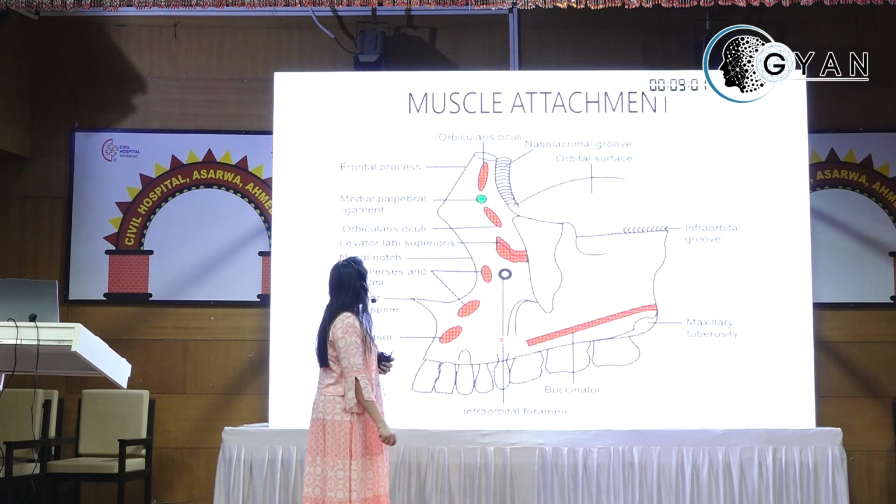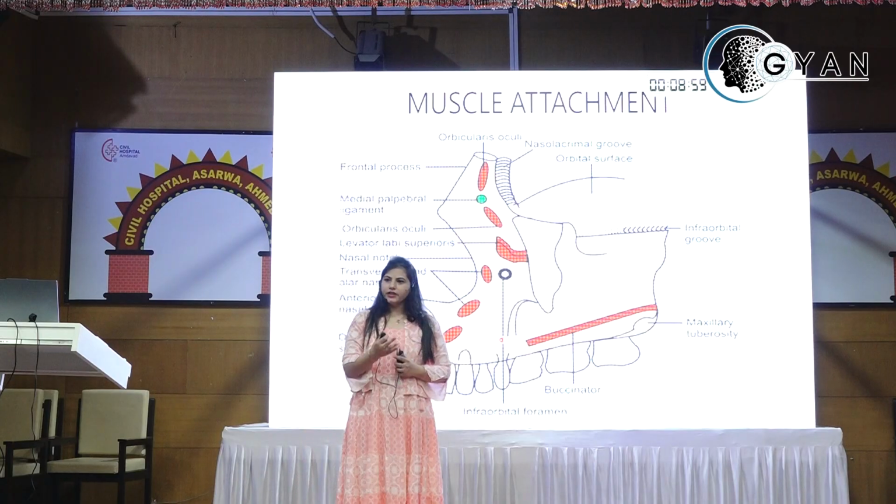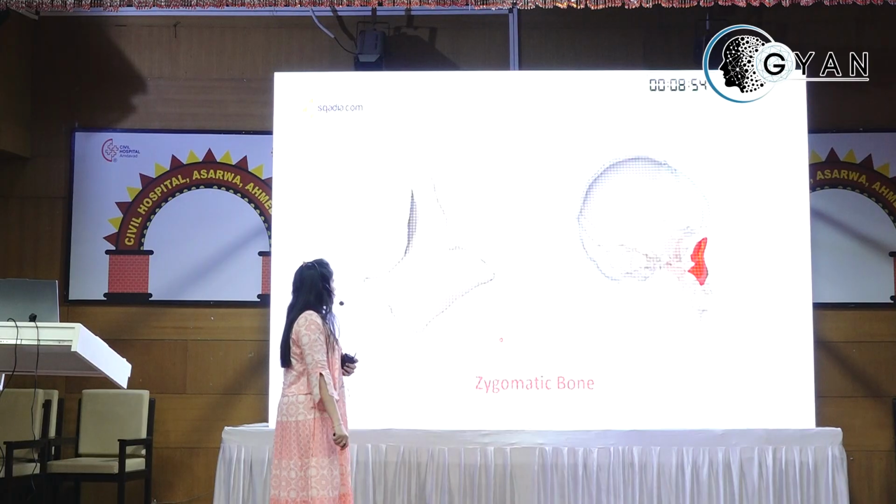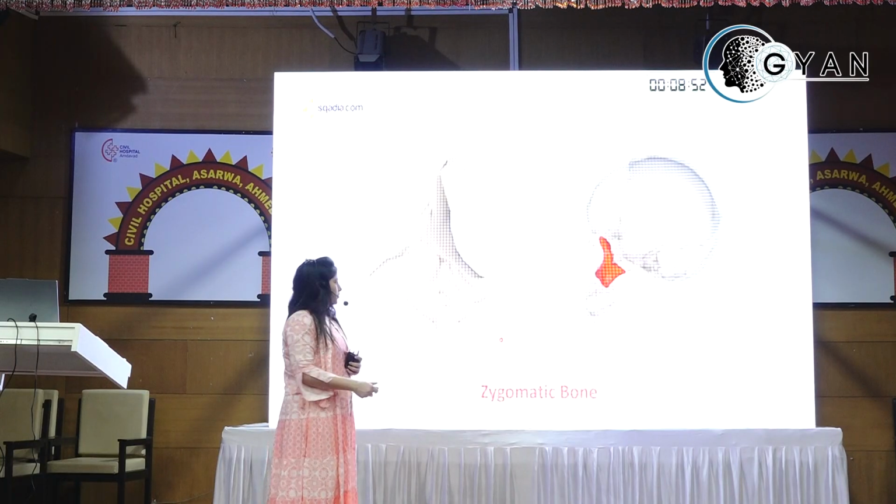Nerve supply. And these are the attachments. I think we have dealt nicely with the attachments. I am not going into detail of the muscle attachments on the maxilla. So moving on to the zygomatic bone.